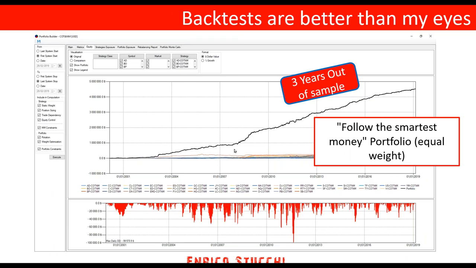This is the result, with 3 years out of sample, of what I'm calling the follow the smartest money portfolio. This is an equal weight portfolio with a lot of futures inside, okay? If I look at the individual equity lines, they are not so beautiful to see. But if you look at the portfolio equity line, you can see that it's quite smooth, because diversification of strategies is the key to having a quite smooth equity line.